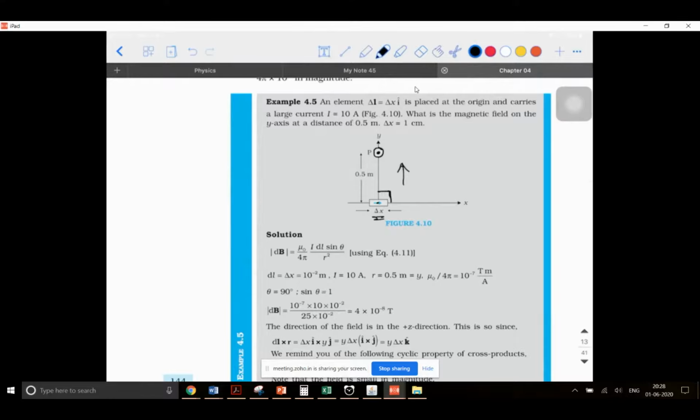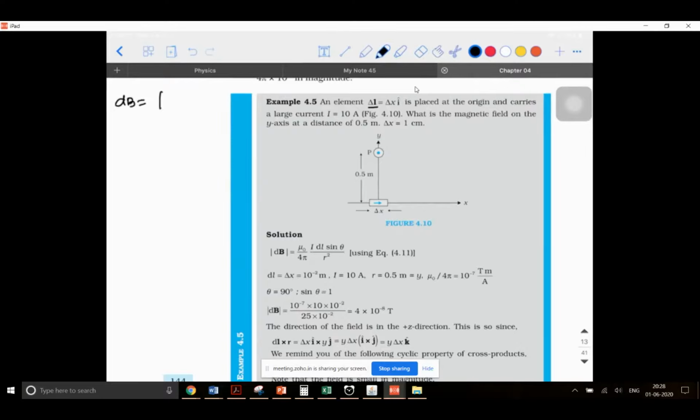So the question goes like this. Those who have the textbook, you can keep it open. Those who don't have, you can look at the screen. An element delta L equal to delta x i cap is placed at the origin and carries a large current I equal to 10 ampere. What is the magnetic field on the y-axis at a distance of 0.5 meter? Delta x is equal to 1 centimeter. Now how to calculate the magnetic field?